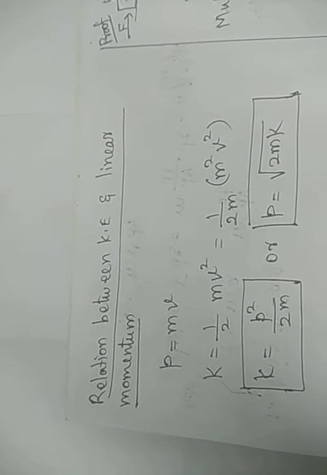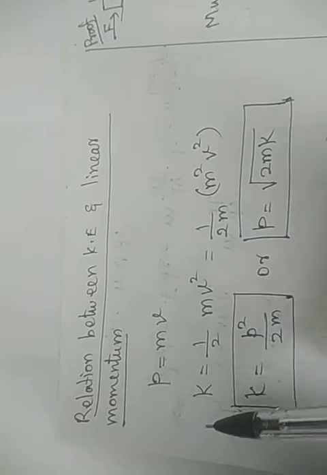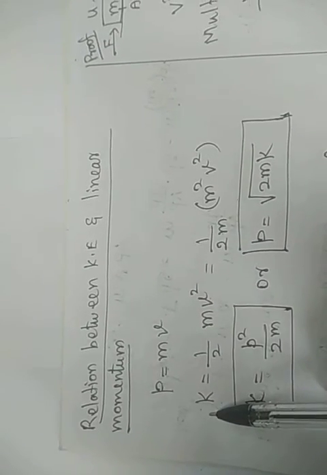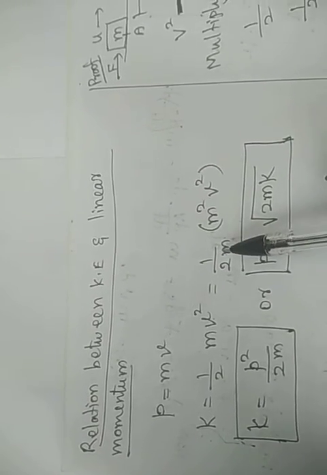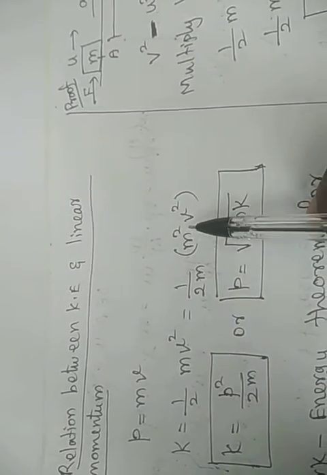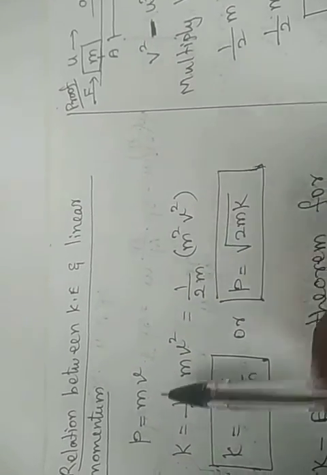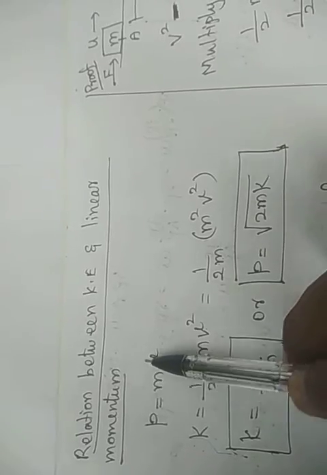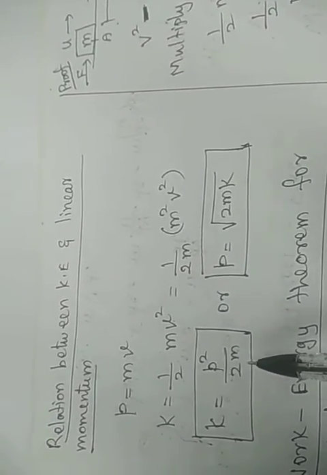Relation between kinetic energy and linear momentum. We already know that momentum p is equal to mass into velocity, and kinetic energy K is equal to half mv squared. Multiply and divide by m, so here m into m squared, here divided by m means 2m. This equation never changes, the m gets cancelled and we get half mv squared. So m squared v squared means p squared, because p squared is equal to m squared into v squared. So we can write p squared by 2m.